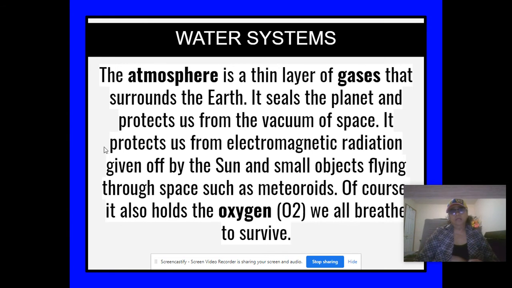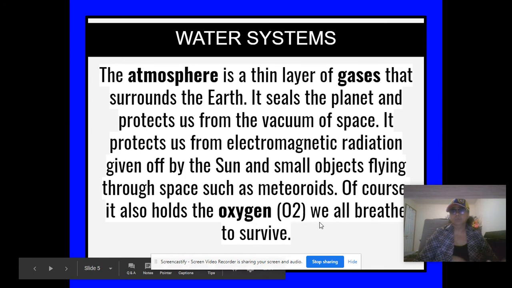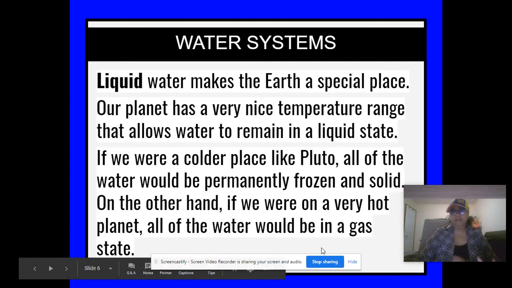It is just a reminder for all of us that the atmosphere is the thin layer of gases that surrounds the Earth. It seals the planet and protects us from the vacuum of space. It protects us from electromagnetic radiation given off by the sun and small objects flying through space, such as meteoroids. Of course, it also holds oxygen, or O2, the one important gas that we all breathe to survive.